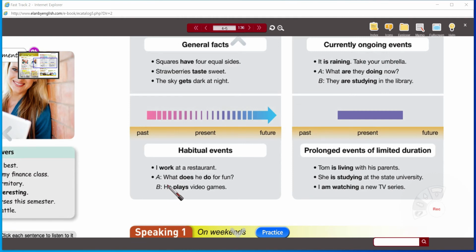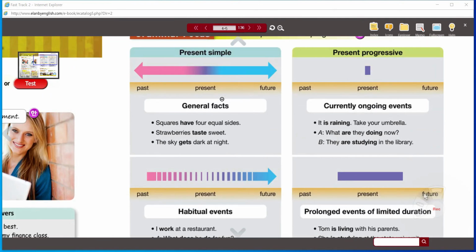This question, what does he do for fun? He plays video games. Okay. So he doesn't do it all the time. But when he has time, and maybe every day, he does something like this, or whenever he has fun. So I think we know the present simple.